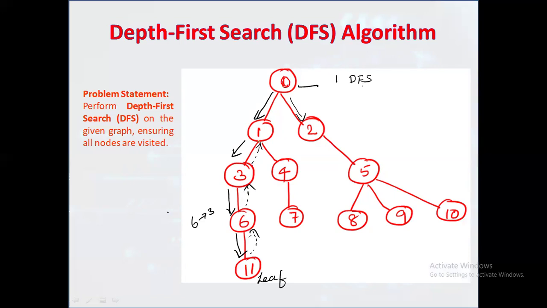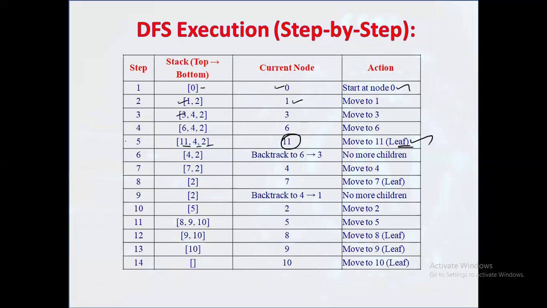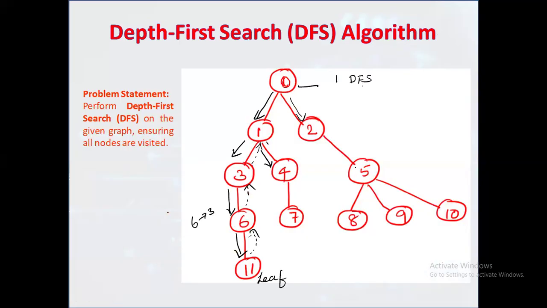So once it reaches node 1, it moves to node 4. After backtracking, the algorithm proceeds with further exploration. Here we'll see step 7. Once it reaches node 4, it moves to node 7. It is a leaf node.